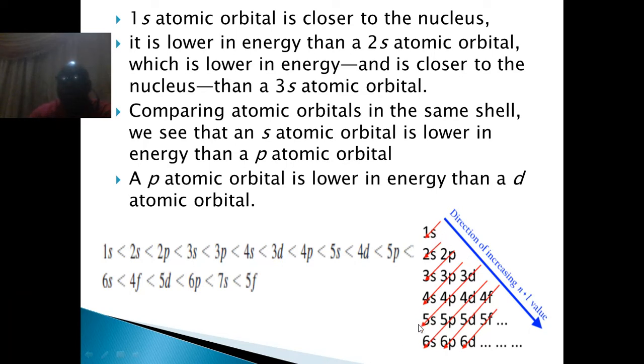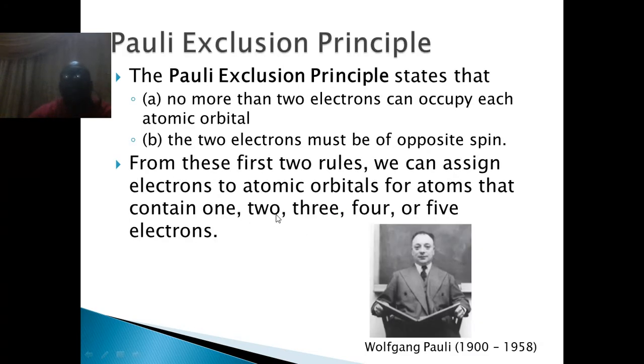When you are filling up electrons and you follow this chart, you'll be able to write the electronic configuration of your atom seamlessly. So don't forget, this chart will be helpful for you when you are asked to write an electronic configuration of an atom.